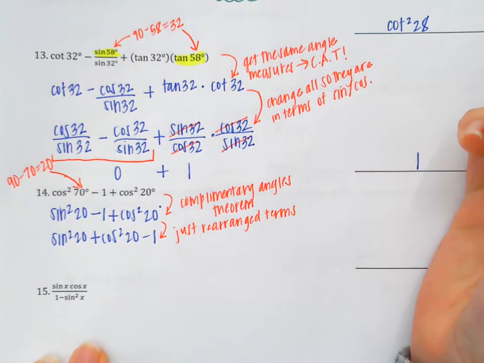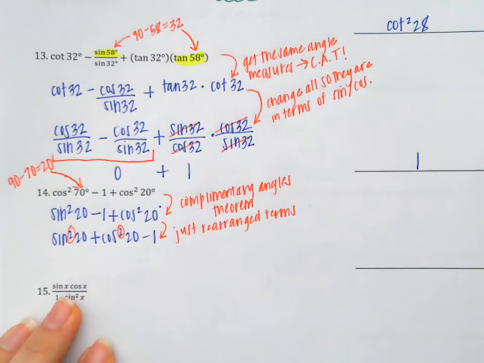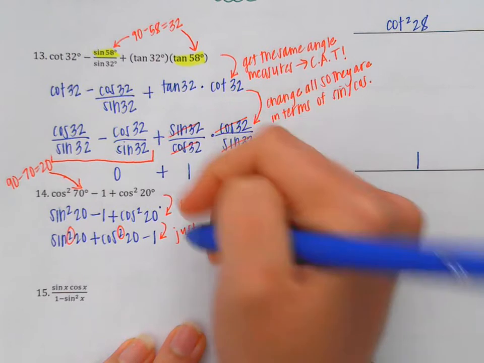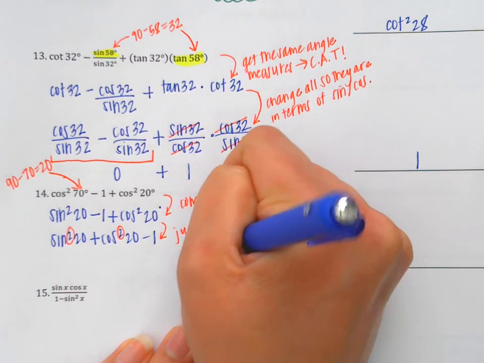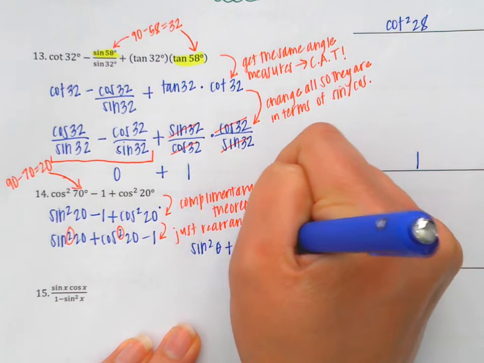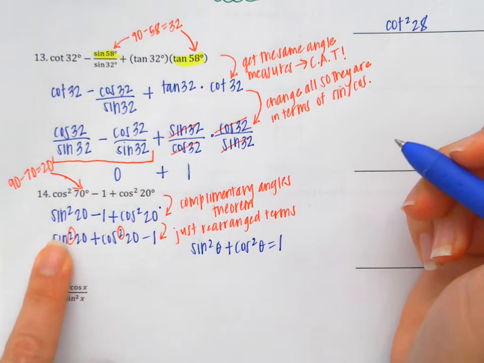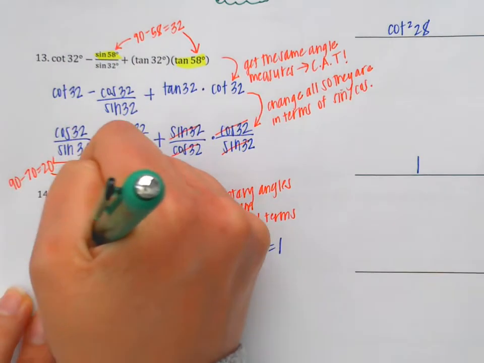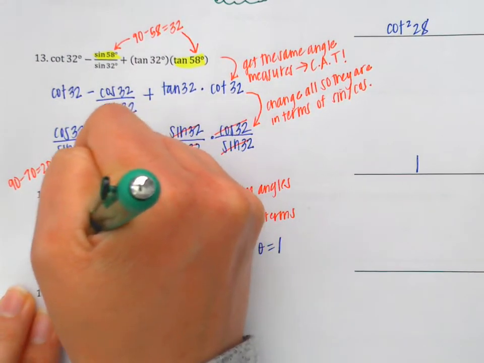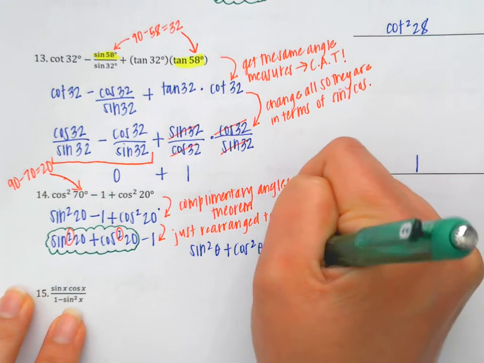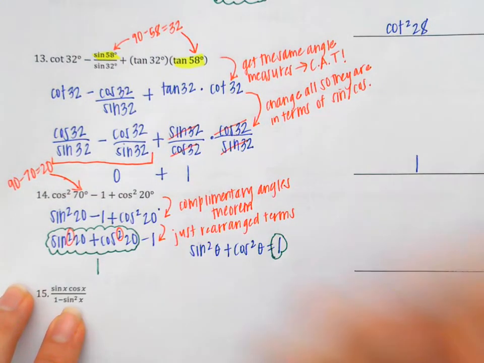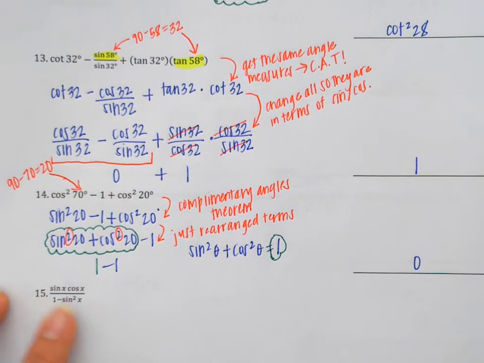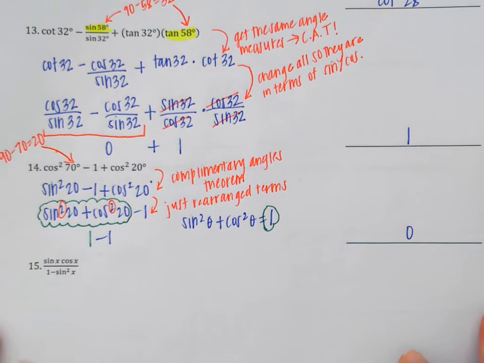But now what I recognize is I have squares. And so that tells me I'm going to use the Pythagorean identity. Remember the Pythagorean identity, sine squared theta plus cosine squared theta equals 1. Well, I have sine squared 20 plus cosine squared 20, so I can substitute that in. I know this entire thing equals 1. So what this ends up to be is 1 minus 1. And 1 minus 1 is 0. And that is your final answer.